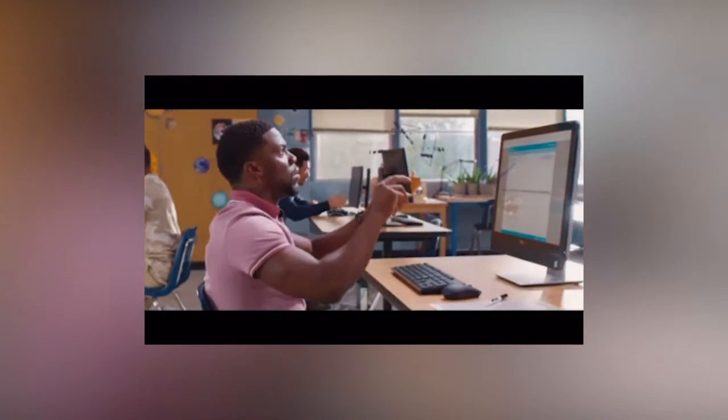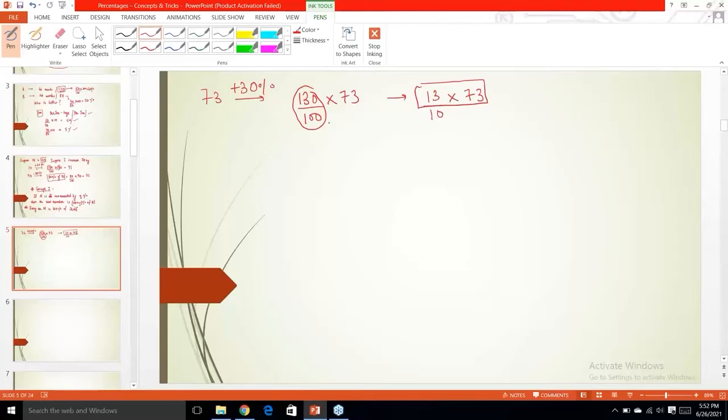What is 73 into 13? The way I usually do it is I do 73 into 10 in my head, which is just a zero addition. And I usually remember these small numbers like 73 into 3 is 219. I know that. So if I just add them up, this is 94.9. I mean, I have divided by 10 also.